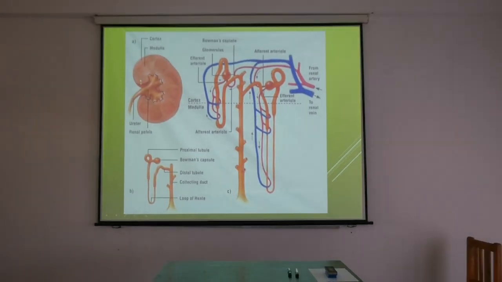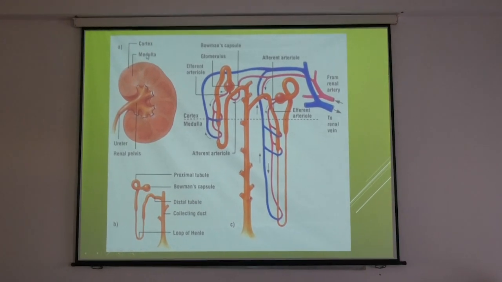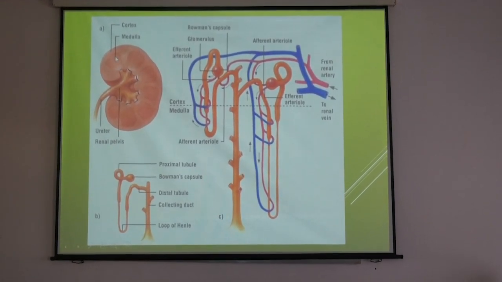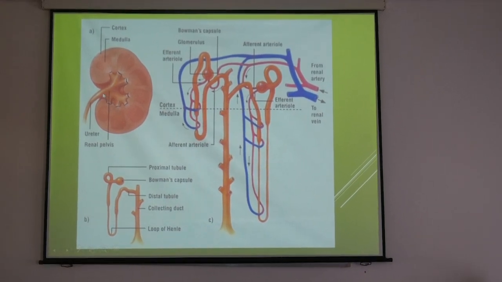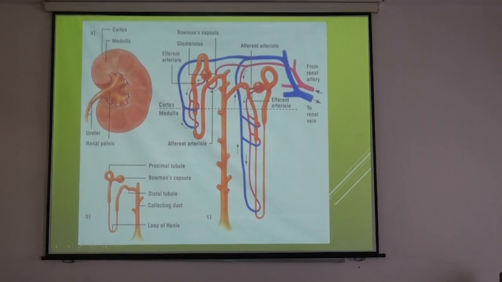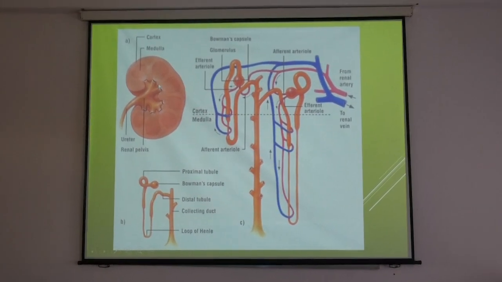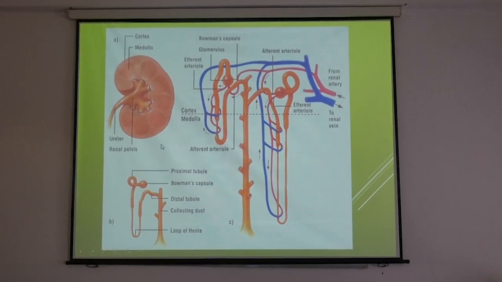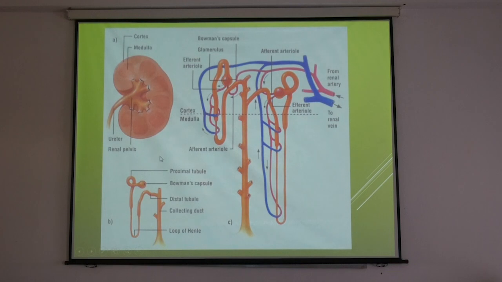So first, this is the kidney. The kidney has two parts: medulla, that is the inner part, and cortex, that is the outer part. And then from here, this is the renal pelvis. And from this renal pelvis, the ureter is coming out for draining the urine. So what is the functional unit of the kidney? Nephron. So this is the structure of the nephron.